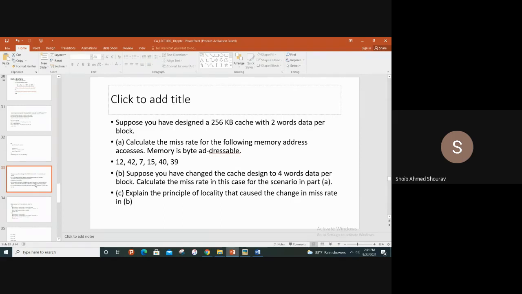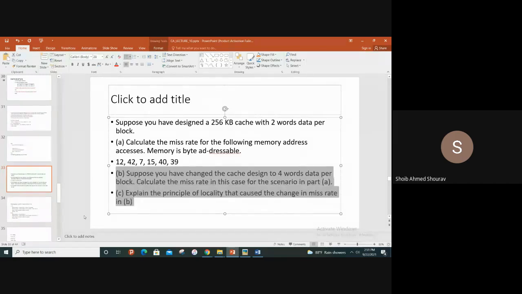After that we have one more mathematics and a few theories to finish the slide. A long topic but not boring. I guess you are finding it really interesting as this is mathematics, not theories. Suppose you have designed a 256 kilobyte cache with 2 words of data per block. Now the processor demands these bytes: 12, 42, 7, 15, 40, 39. We have to find out which one is a hit and which is a miss.